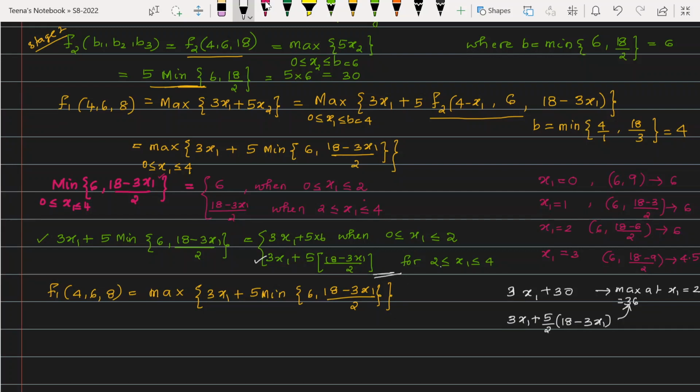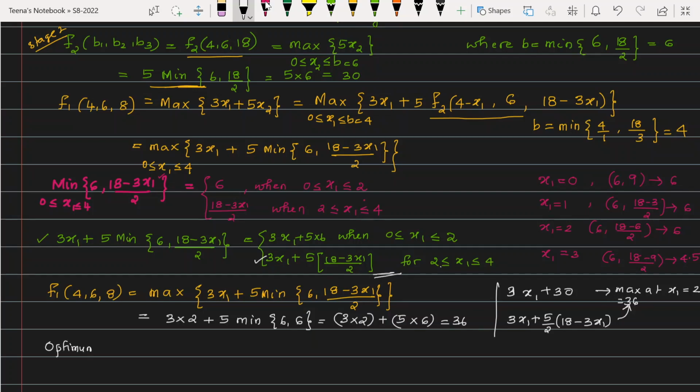And that also occurs at x1 equal to 2, and therefore we can write this as 3 into 2, the maximum occurs at x1 equal to 2. So 3 into 2 plus 5 into minimum of 6 and 6. So this is 3 into 2 plus 5 into 6, and hence we have 36 as a solution. 36 as F1468.